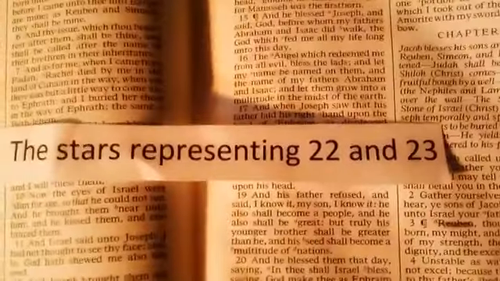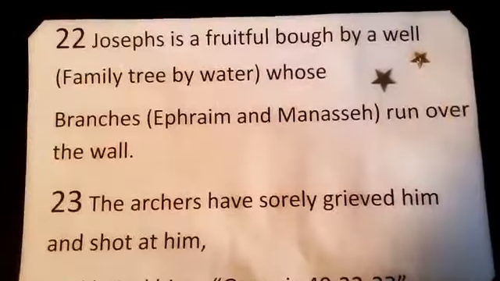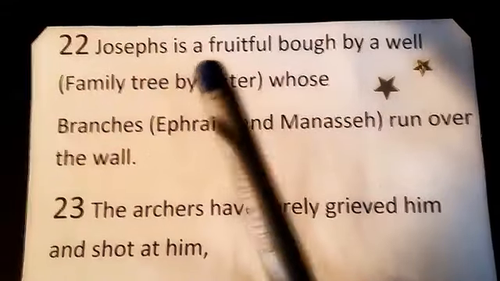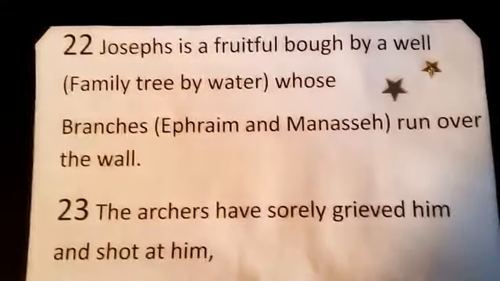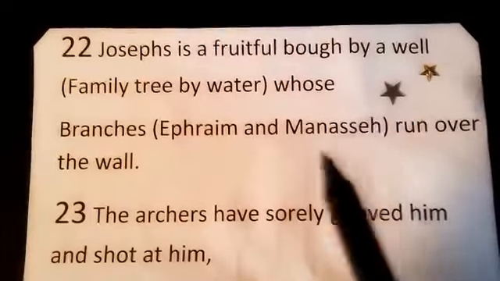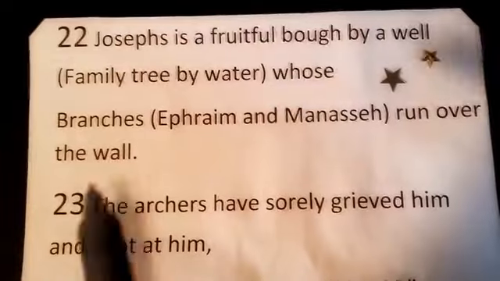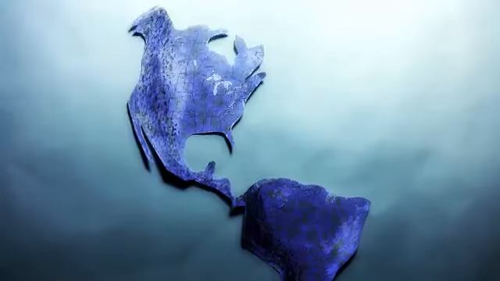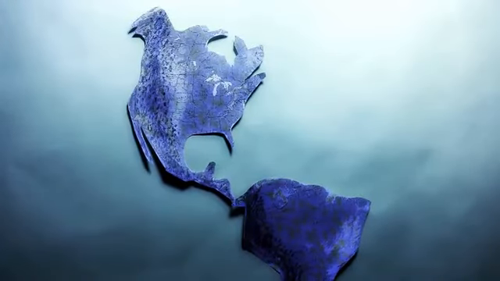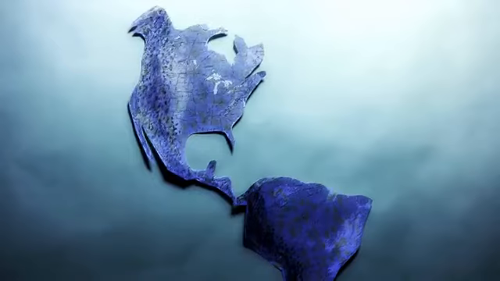So combining these clues and codes of verses 22 and 23, we turn to chapter 49. And sure enough, verse 22 starts out with Joseph being a fruitful bough, or a tree, his family tree. We're talking about his 2 sons, Ephraim and Manasseh, the 2 stars that add up to 15, as they run over this wall of water. In other words, 2 branches from the family tree of Joseph, who run over the wall of water, the deep, to reach the land of America, the promised land of Joseph.